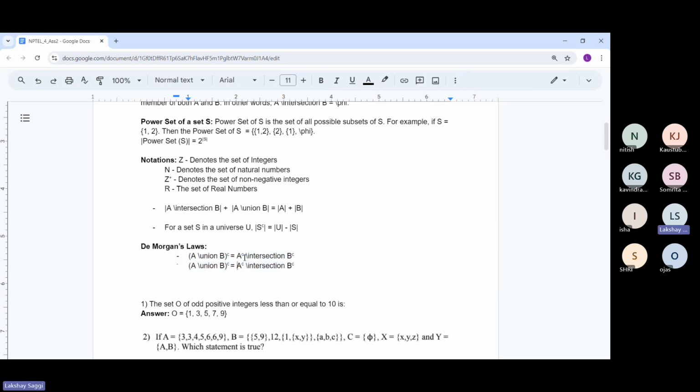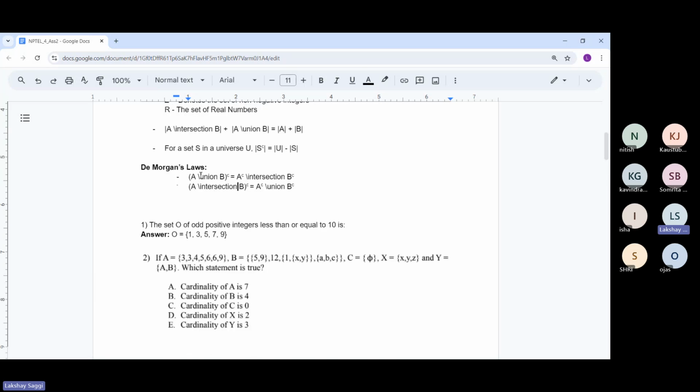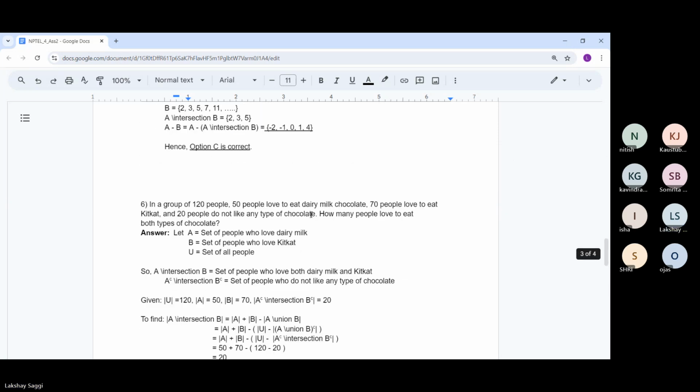Yes. So the first law states that (A union B)'s complement is equal to A complement intersection B complement. The second law is (A intersection B)'s whole complement is just A complement union B complement. These are De Morgan's laws, and this is what I use. I change this (A union B) whole complement to A complement intersection B complement.